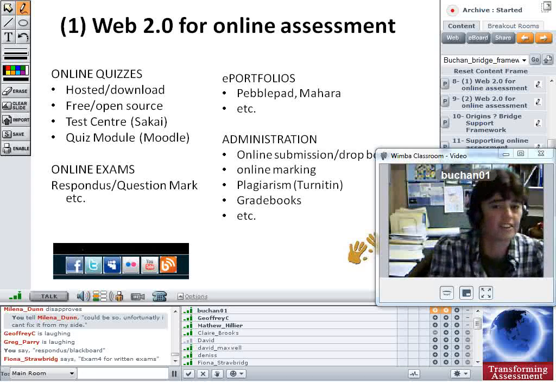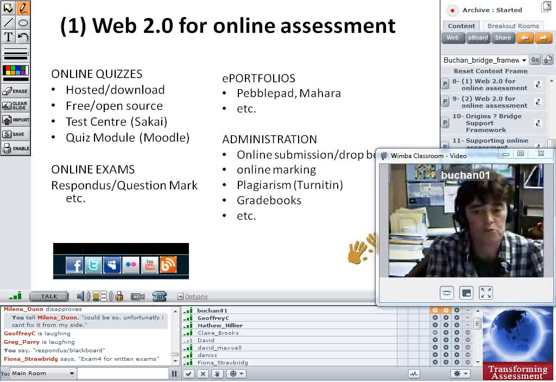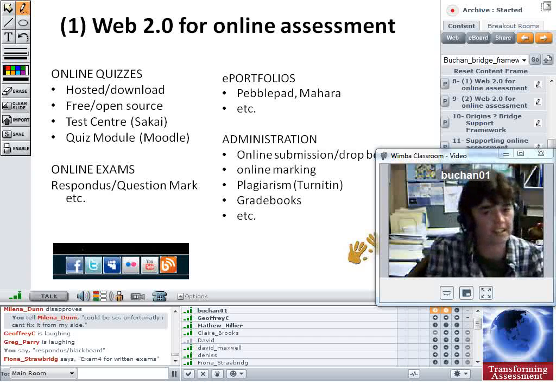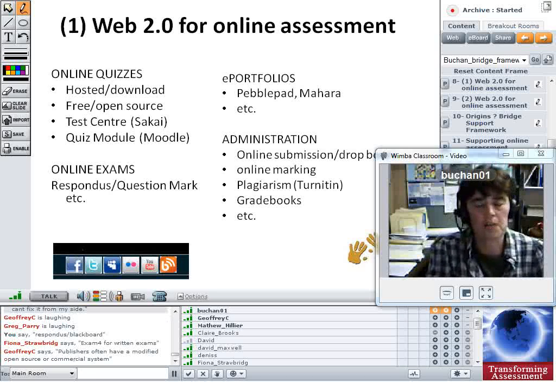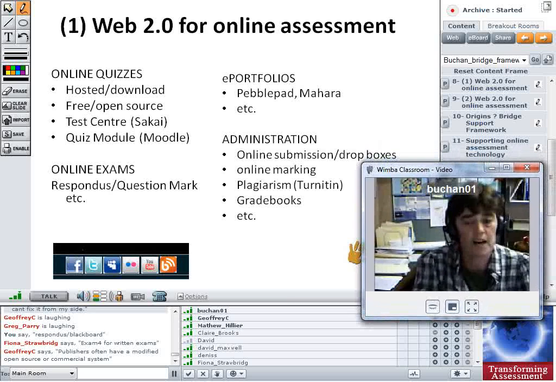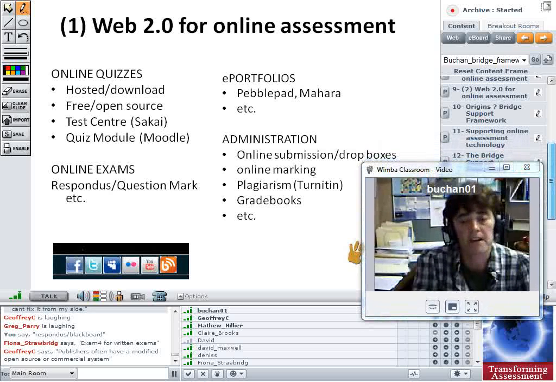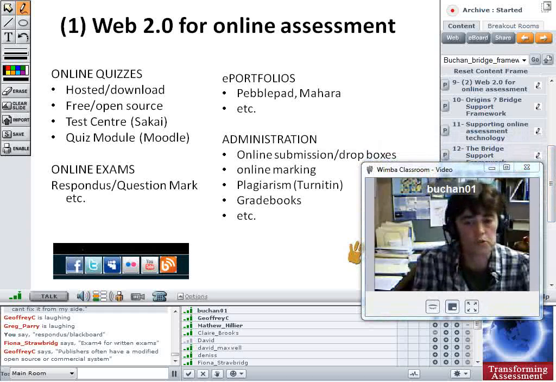Another category of Web 2 technologies would be e-portfolios: PebblePad, Mahara, and quite a variety of other e-portfolios. We use PebblePad here at CSU. Then there's just simple administration. We don't often think about the administration side of online assessment, but things like being able to submit assignments online, having some sort of Dropbox system, online marking. Now that might be something that's integrated into your system, or it might be an add-on.